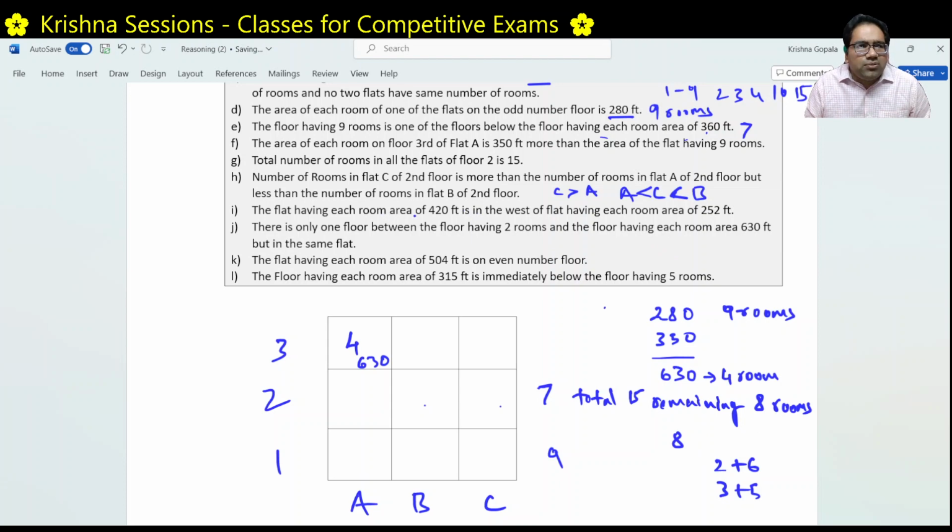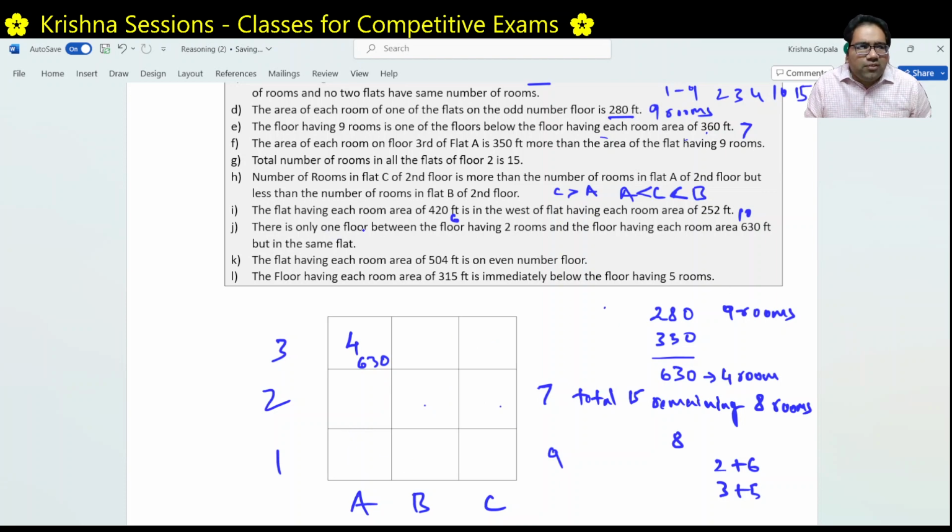The flat having each room area of 420 square feet. What is 420 square feet again? 2520 by 420, which is actually six rooms, right? This is actually six rooms. It is in the west of the flat having each room area of 252. 252 means 2520 is the total square feet. 252 means this is actually 10 rooms, right? Six rooms flat is actually to the left of 10 room flat. Okay, let's leave it. We don't know where that is. This could be this and this, this and this, this and this. We don't know what that is.